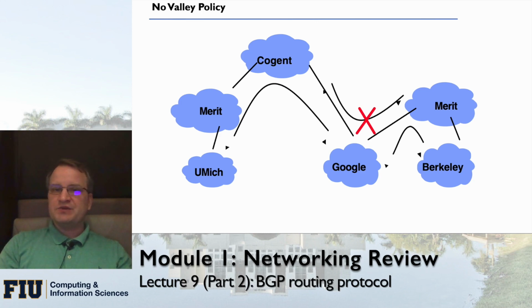There is a small exception to this. Sometimes you can make a shortcut using a peer-to-peer relationship, but you cannot have something like what is shown on this slide. You cannot go from University of Michigan, which is a customer, to the provider Merit, to the provider Cogent, then go back to the consumer or customer Google, and somehow back to the network Merit and to reach Berkeley. So this one is completely not allowed as part of the policy.